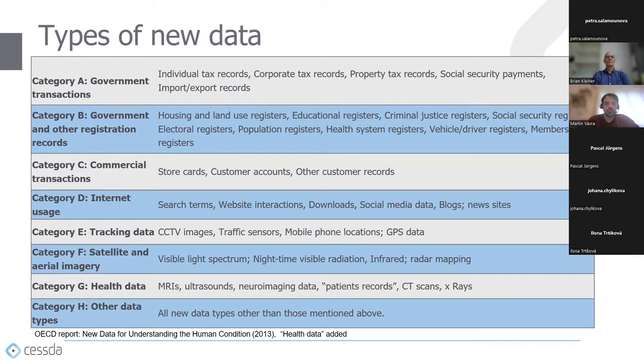Here in this table is one of the possible categorizations of new data types. It's based on the OECD report, New Data for Understanding the Human Condition, which was published in 2013. But despite the fact it's nearly 10 years old, I think it's quite an important, interesting piece describing the importance of new types of data. And we used this categorization for our survey among European data archives.